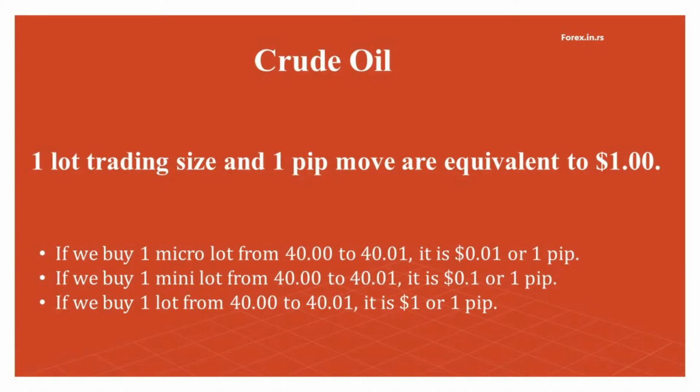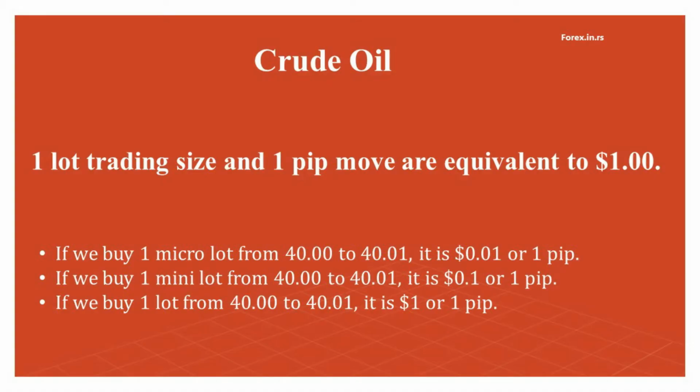The smallest price change for crude oil is 0.01 or 1 pip. So when the price rises from 40.00 to 40.01, it is 1 pip. If we trade oil on the MetaTrader platform, then 1 microlot trading size for a 1 pip target is 1 cent. If we buy 1 microlot from 40.00 to 40.01, it is 1 cent or 1 pip.